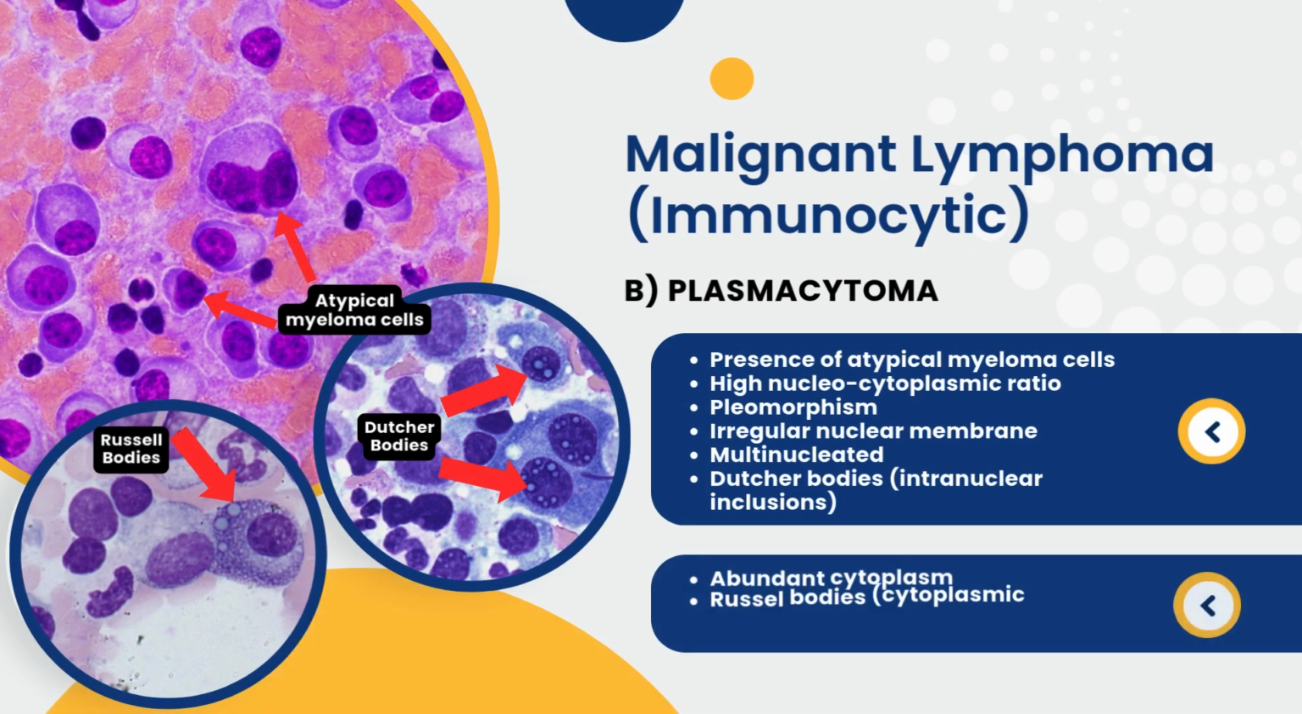Another type of immunocytic lymphoma is plasmacytoma. This disease is characterized by the presence of abnormal myeloma cells. The abnormal myeloma cells often exhibit characteristics such as high nucleocytoplasmic ratio, pleomorphism, and irregular nuclear membrane. Other than that, multinucleation and the presence of intranuclear inclusions, known as Dutcher bodies, can also be observed in some cases. As for the cytoplasm, it is abundant, and cytoplasmic inclusions, such as Russell bodies, may also be present.